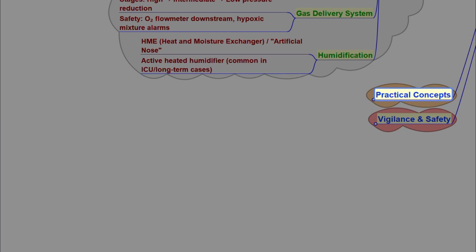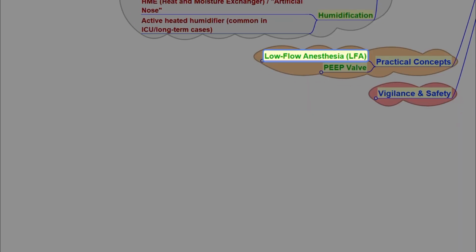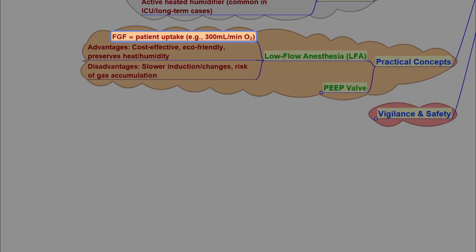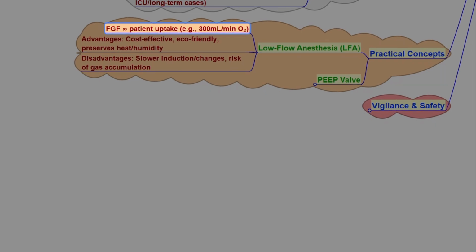We'll talk about important practical concepts. First, low-flow anesthesia. We set our fresh gas flow low to match the patient's consumption. This saves agents and preserves heat and humidity. Example: a patient's oxygen consumption is approximately 200 to 300 ml/min for maintenance. Therefore, the oxygen fresh gas flow can be set between 300 to 500 ml/min.